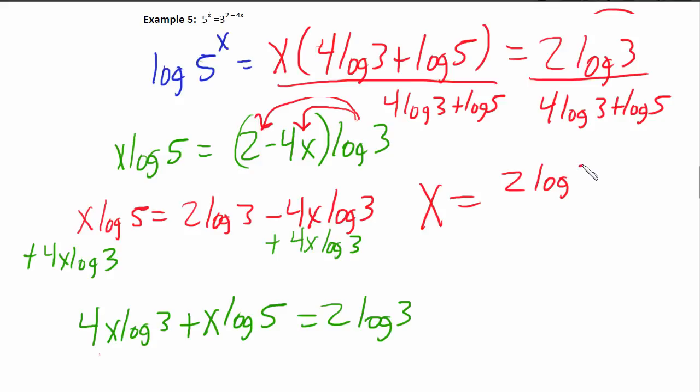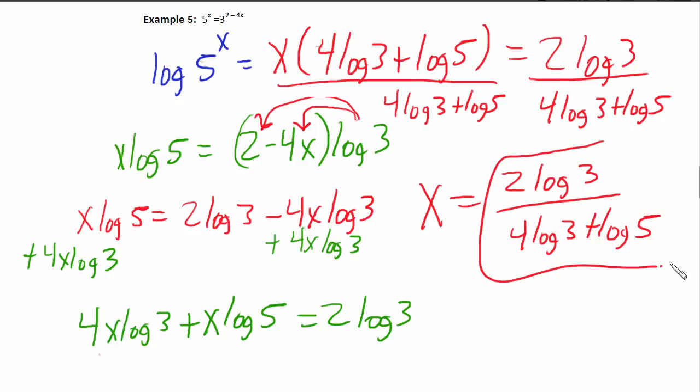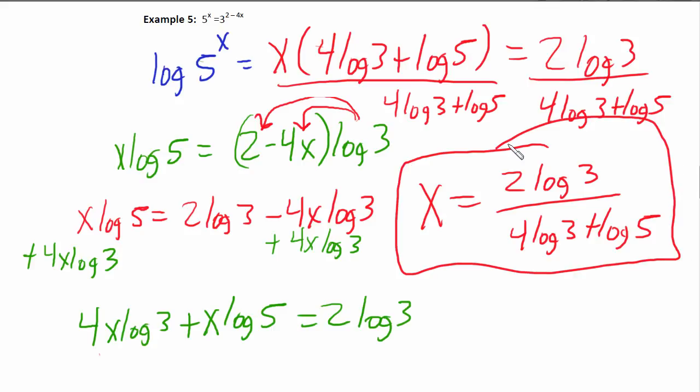I'm going to have to write it again, unfortunately. That's a lot to write. 4 log 3 plus log 5. We don't have a calculator on this unit. This would give you some decimal value, but we are going to leave it in this form right here. So example 5 is done. Again, x is equal to 2 log 3 divided by log 5 plus 4 log 3, or the order down here doesn't matter. It can be 2 log 3 over 4 log 3 plus log 5. This denominator can change order. I could have written log 5 plus 4 log 3 down here. Either way, it's equivalent.